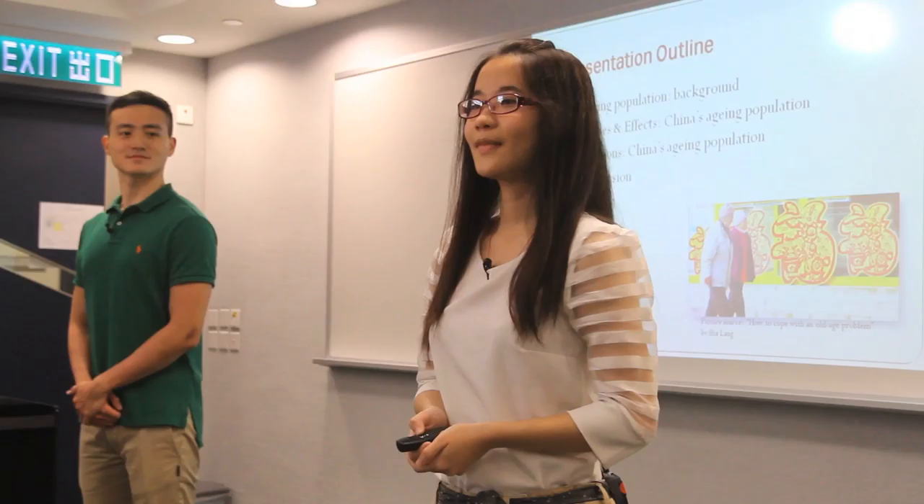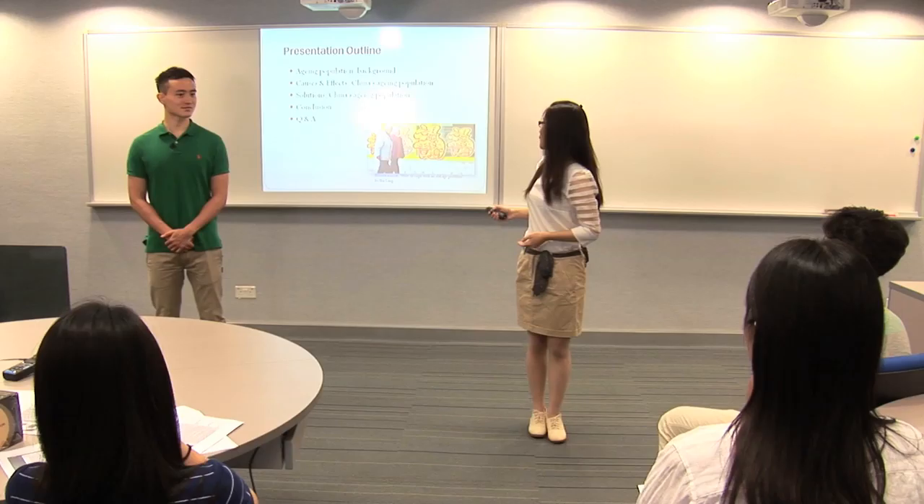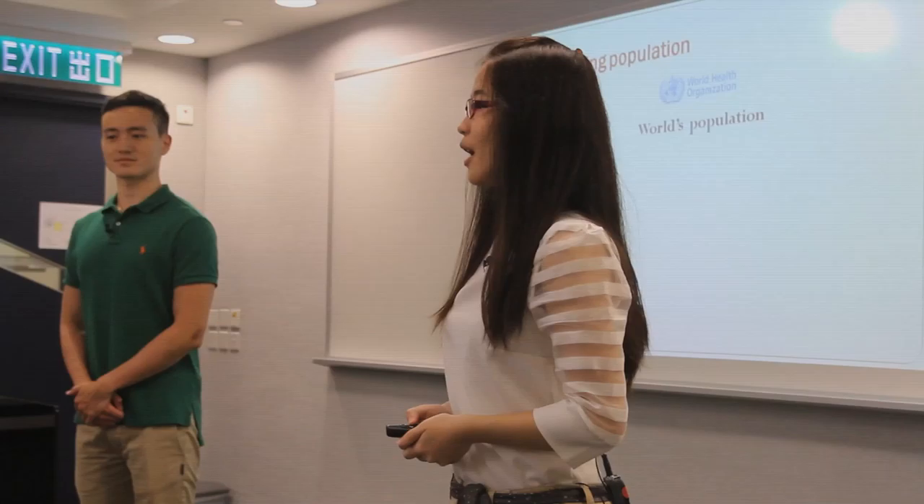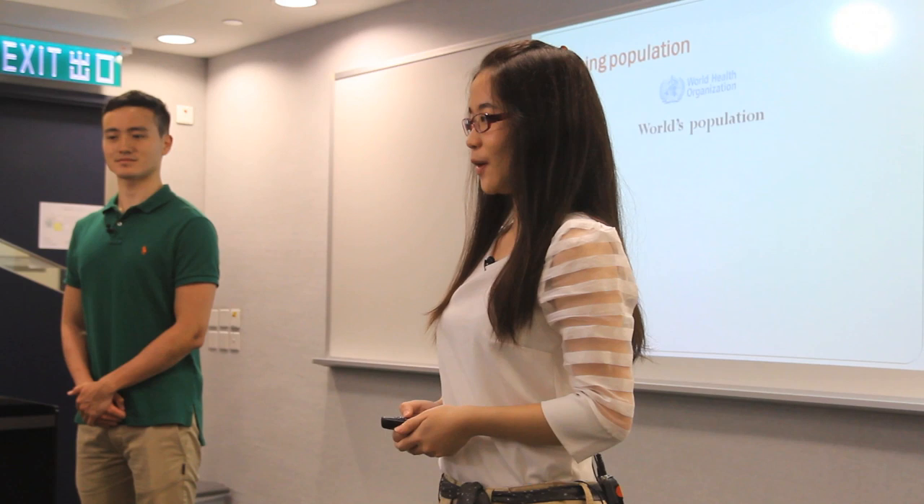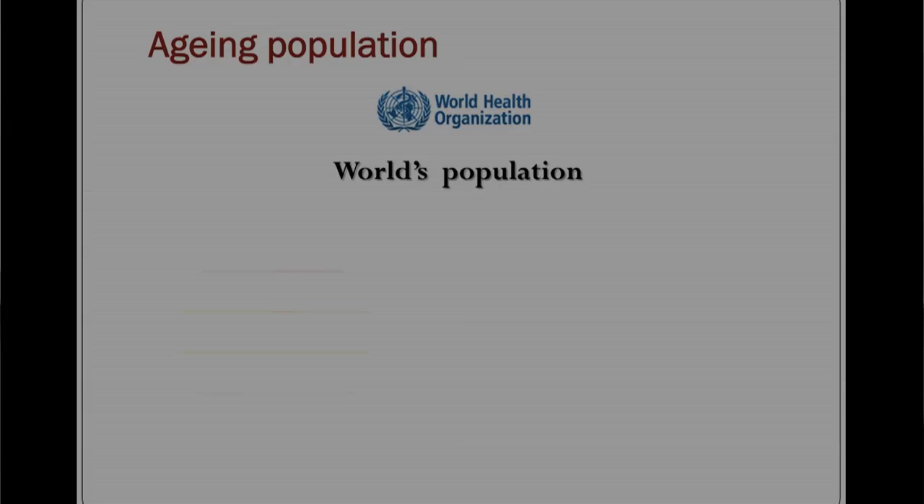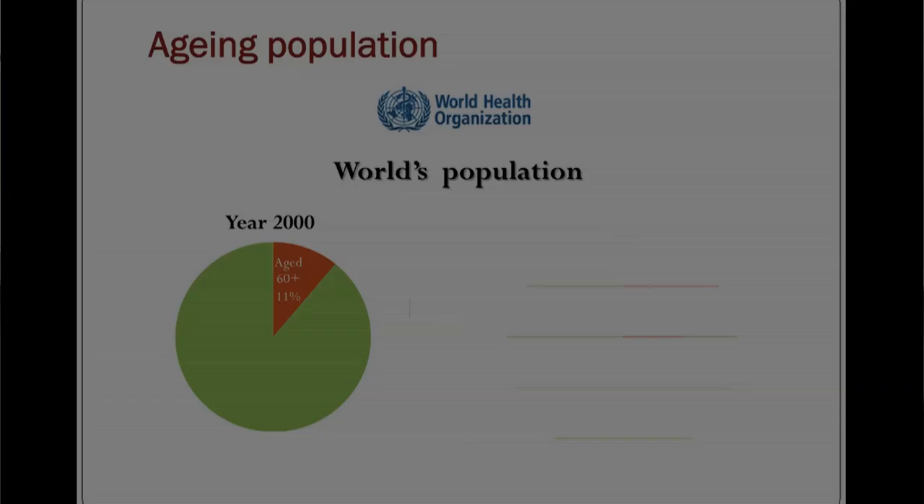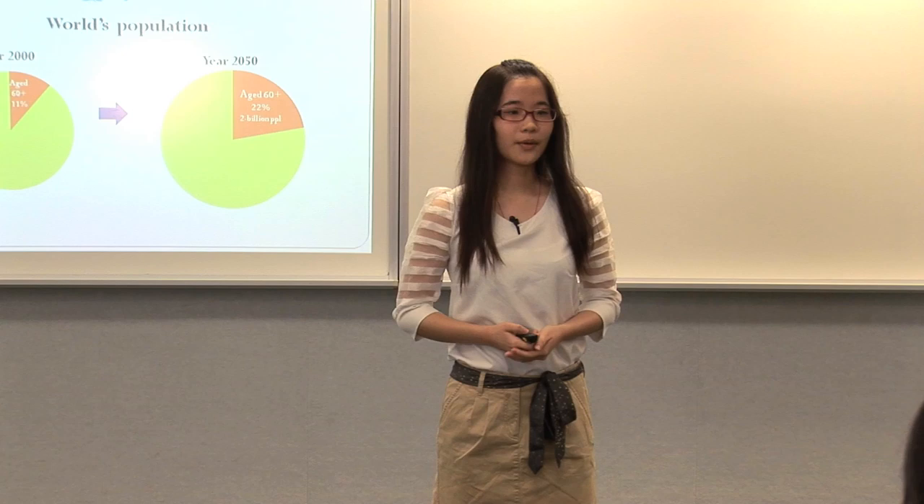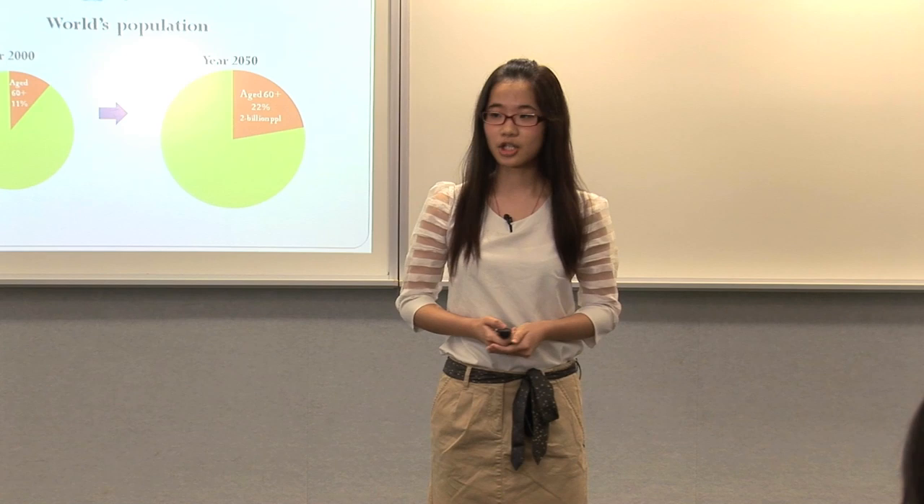Okay, first of all, let's look at the problem of aging population. According to the World Health Organization, the number of elderly people, defined as over 60 years old, will have doubled from 11% in 2000 to 22% by 2050. This means that there will be around 2 billion elderly people all over the world by 2050. The rapid growth of elderly populations will be more significant in developing countries like China.